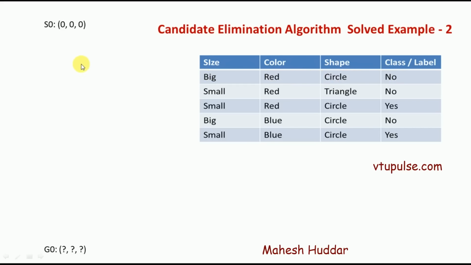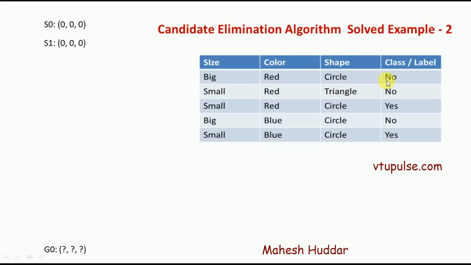Now we will go to the generic boundary and check whether the hypothesis is consistent on the generic boundary or not. If it is consistent, again we will retain it. If it is not, we will write the hypothesis which is consistent with the given training example. Now the question marks will match with big, red and circle. Because it matches, it is a positive classification. Because it's a positive classification and expected is negative, it is an inconsistent hypothesis.